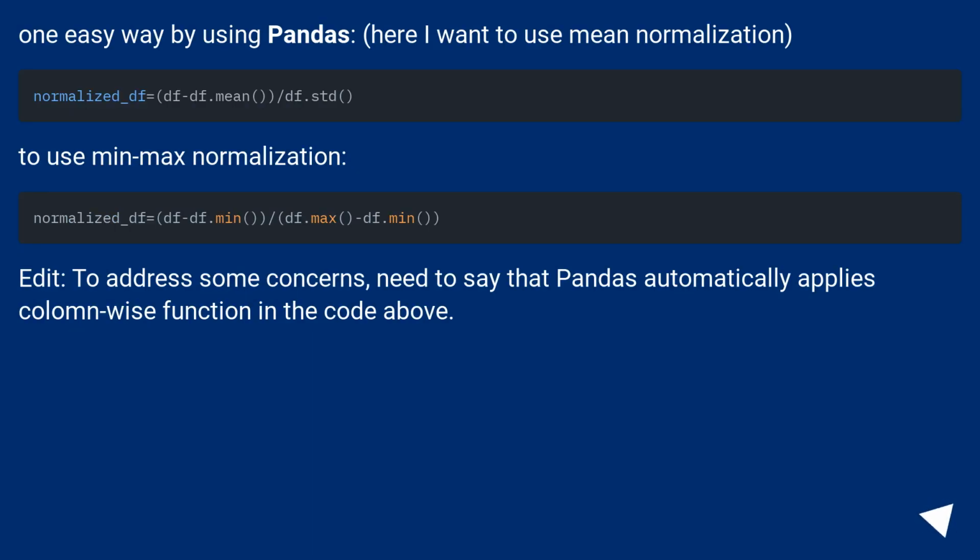One easy way is by using pandas. Here I want to use mean normalization. To use min-max normalization, edit. To address some concerns, I need to say that pandas automatically applies column-wise function in the code above.